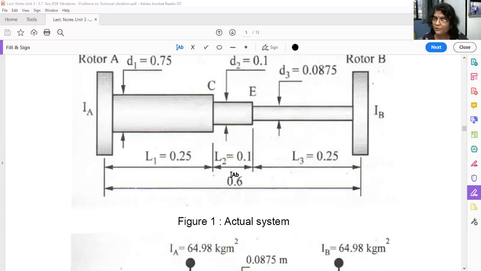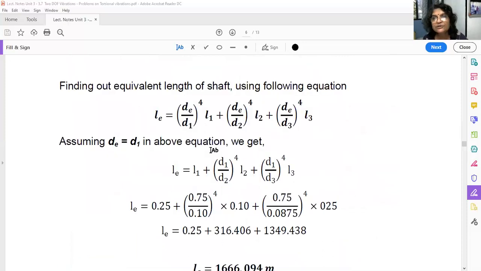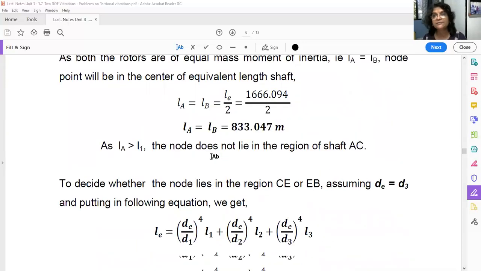Again follow the same procedure, which will hardly take 2-3 minutes. So now, when the node point doesn't fall in AC, it may fall in CE or it may fall in EB. So you take D equal to D2 or D equal to D3 and find out whether the node point lies here or not. That procedure we now have to follow to find out the actual distance of the node point in the actual system.